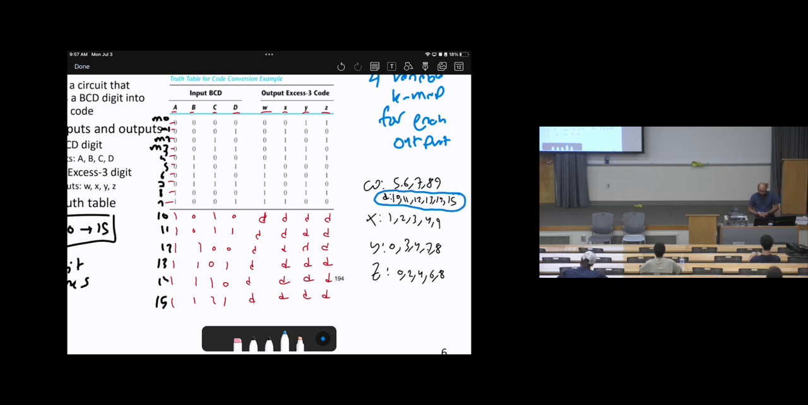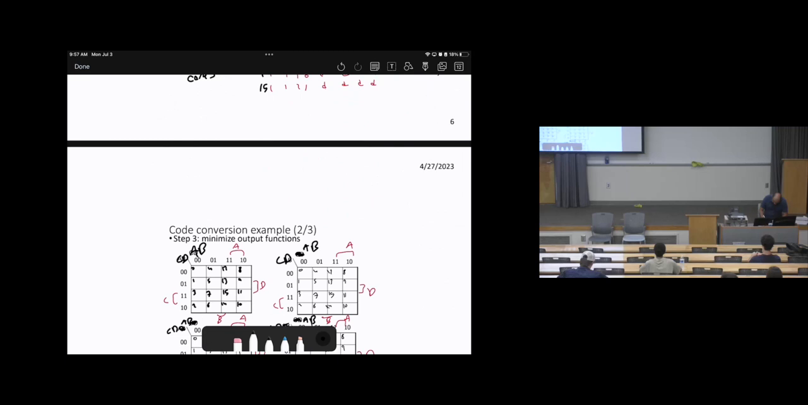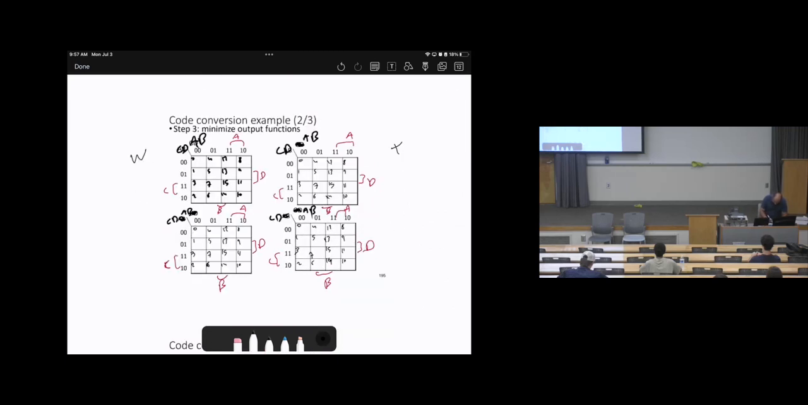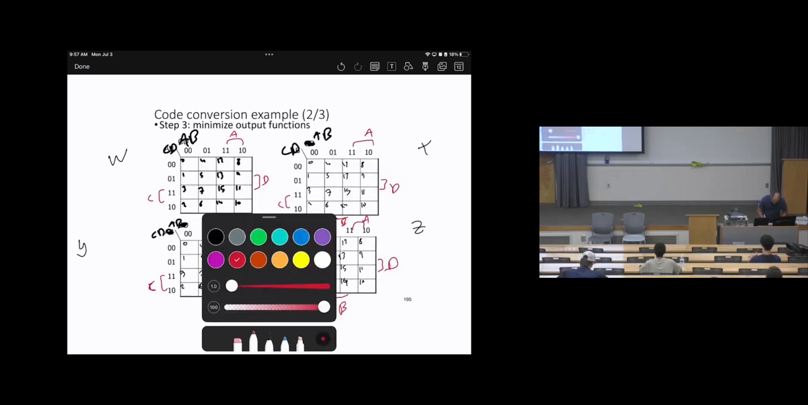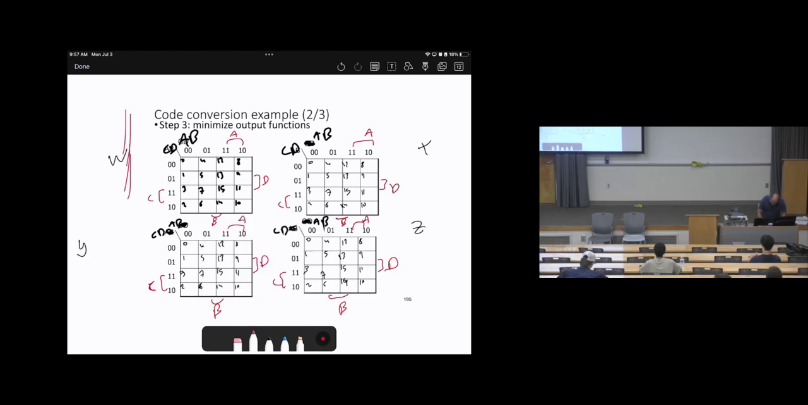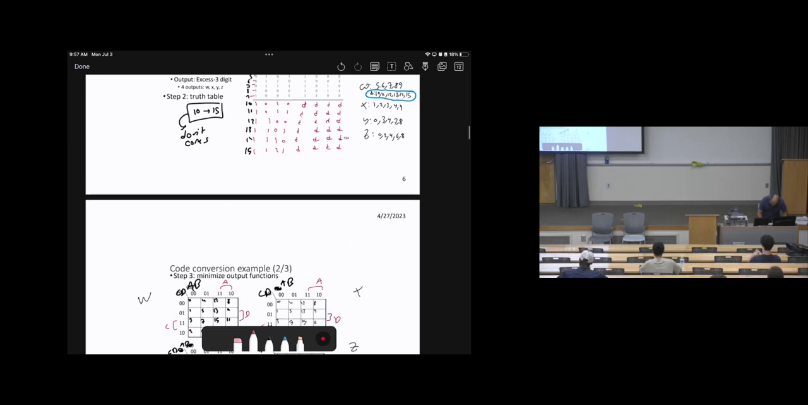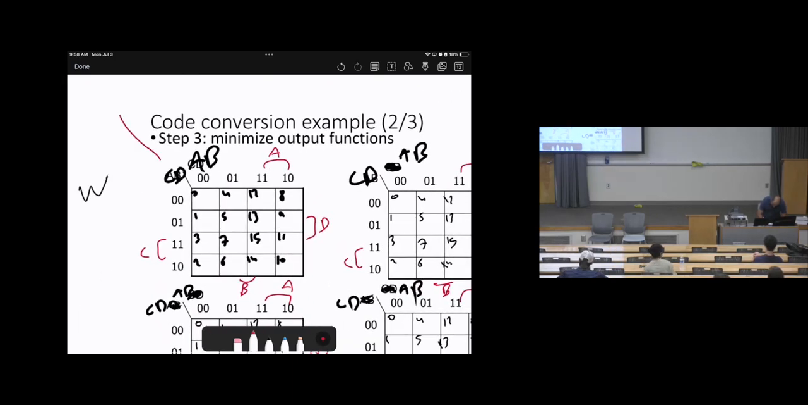Okay? Then let's look at the ones. Again, here let's put the variable W here, this for variable X, this for variable Y, this for variable Z. In W, let's look at the ones. The ones are at 5, 6, 7, 8, 9.